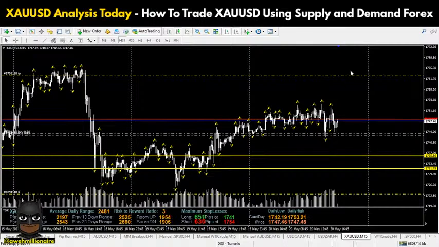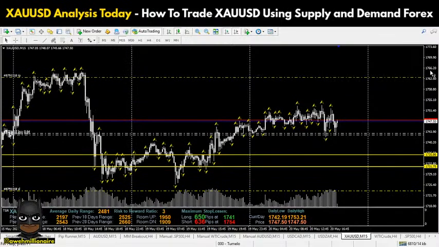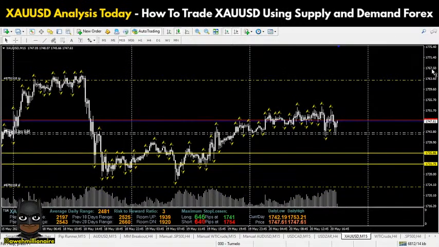So on gold right now, I'm long. I've just bought gold. As you can see, here's my entry price, TP and SL. And yeah, it's all about supply and demand forex.